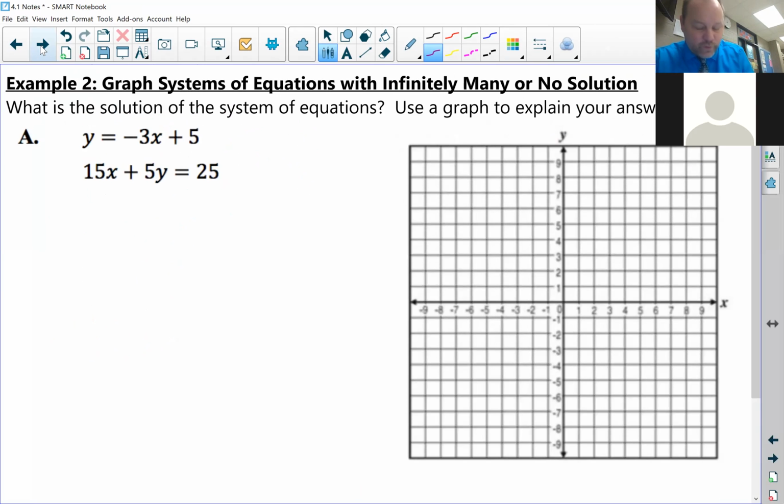So here's an example where we have one equation in slope-intercept form and one equation that is not in slope-intercept form, and we'll deal with that when we get to that second equation. So it just says, what is the solution of the system of equations, and use a graph to explain your answer. So if I graph y equals -3x plus 5, again, 5 is my y-intercept, -3 is my slope, so down 3, right 1.